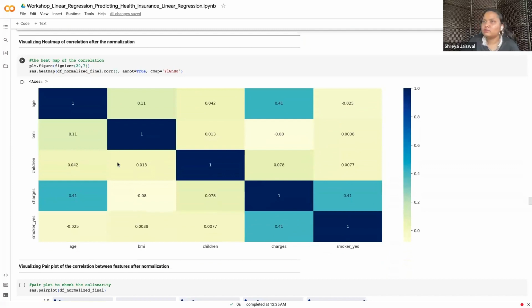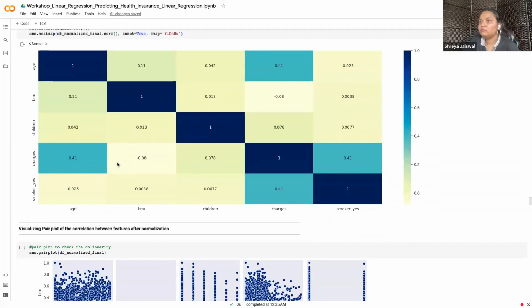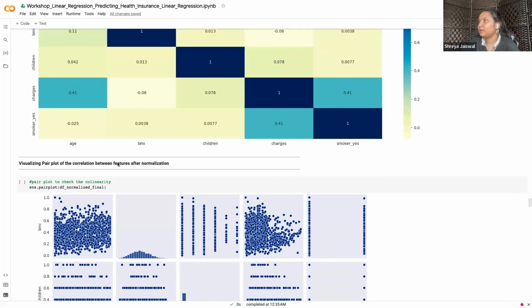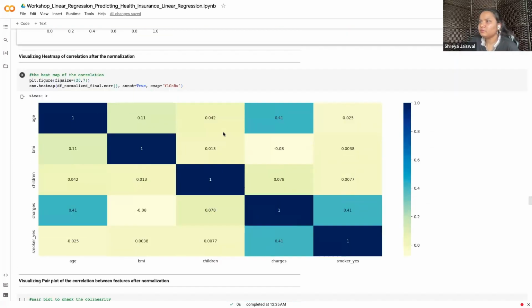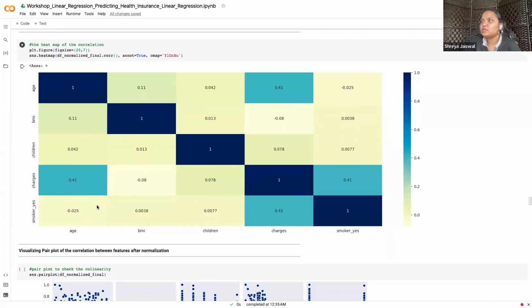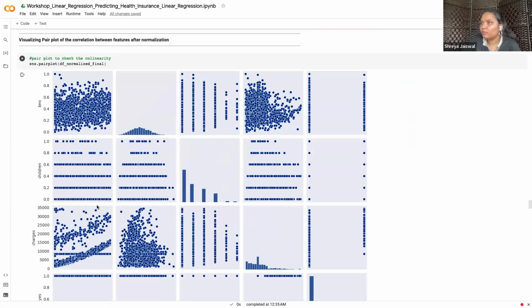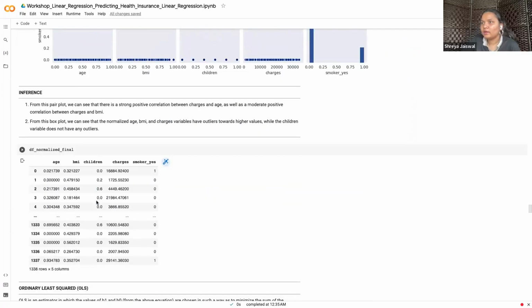Again, just trying to see the correlation here. Again, we are visualizing the pair plot. So here, what we see is, after normalizing, the correlation coefficients have had a significant increase or decrease in their values. So we have plotted that again.